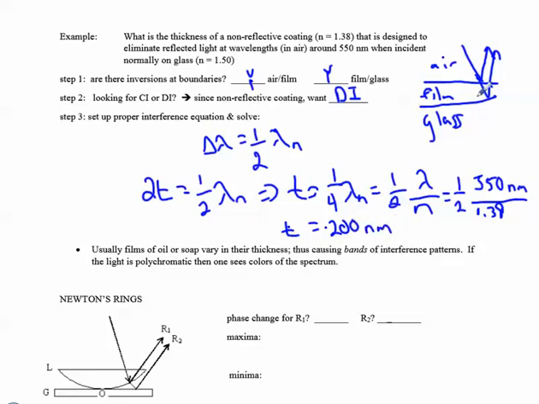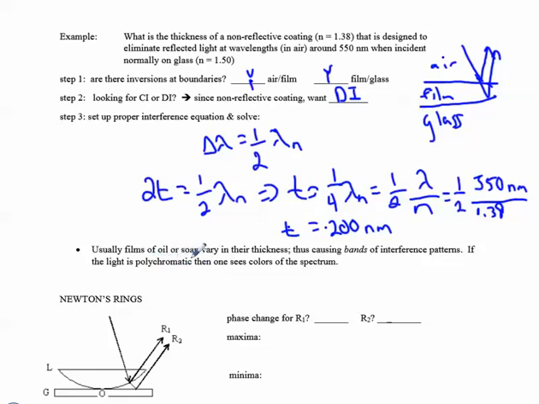So once again, if we coat this glass with a 200 nanometer film, when the monochromatic light comes in, hits it and then comes back out, it will have traveled twice the thickness of the film, and since there have been two inversions, we want them to be 1/2 a wavelength out of phase with one another, and we get 200 nanometers.